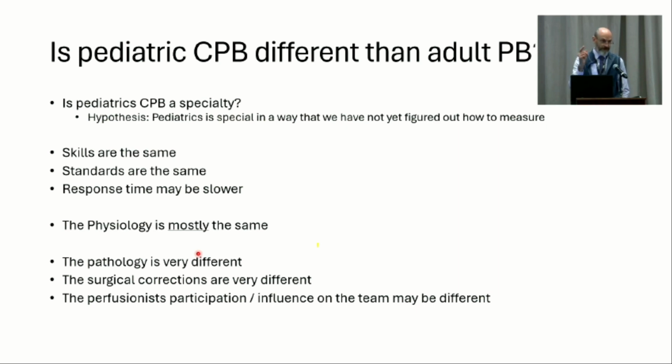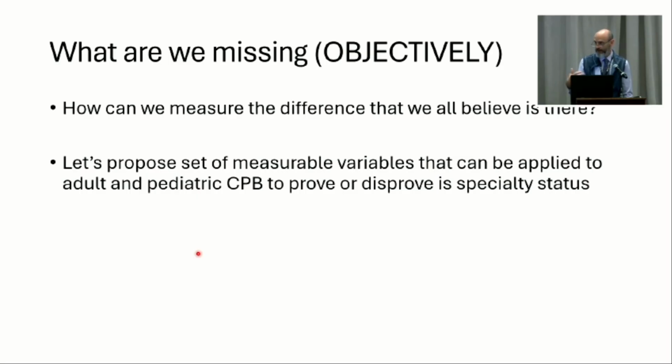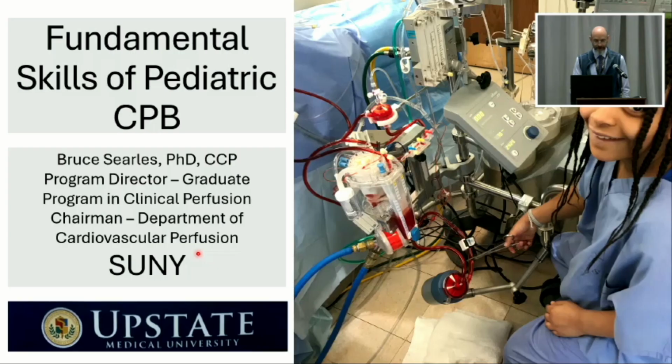But there are things that are distinctly different. It's the pathology, it's the surgical corrections. And I think in here is where we need to focus the conversation, because there's something different. I believe it. I believe there's something different. But I am going to ask for your help. I want to believe as many true things as possible, and as few not true things as possible. So can you help me? Can we have a dialogue here and ongoing with regard to identifying those things that are special so that I can teach students better? Because if we can measure it, then I can put it into a curriculum. But I can't put the feeling into the curriculum. I think that's where this one ends up.